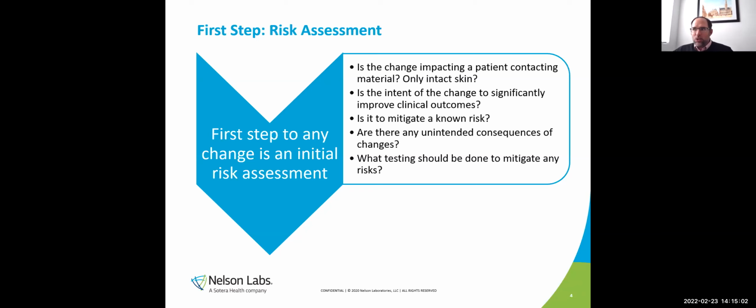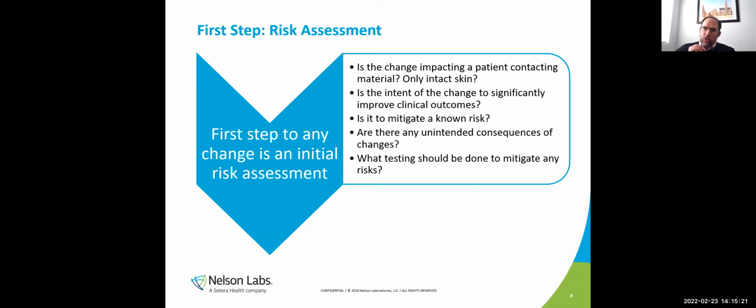Are there any unintended consequences to the changes? I talked about the label changes. We actually had a device, and I'm not sure why they did this, but they put the IFU of the device in the packaging of the device itself. So it was sitting in the packaging.